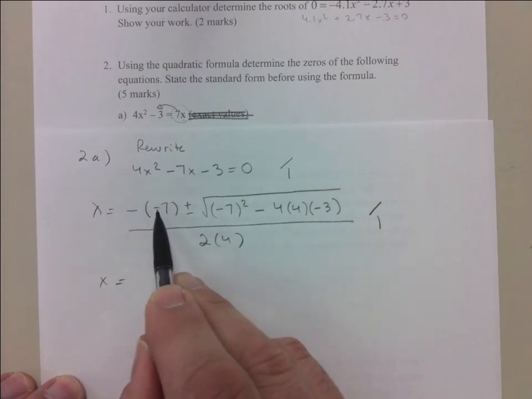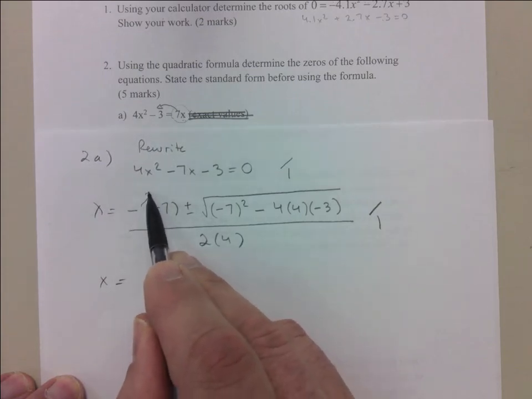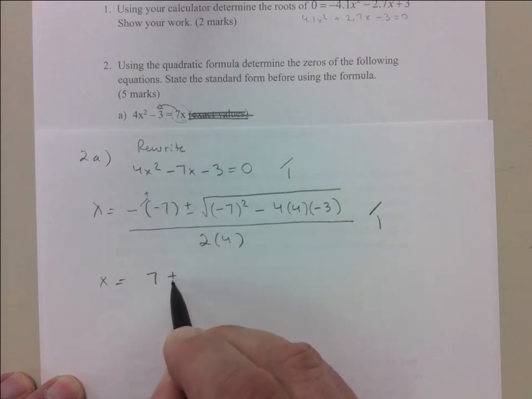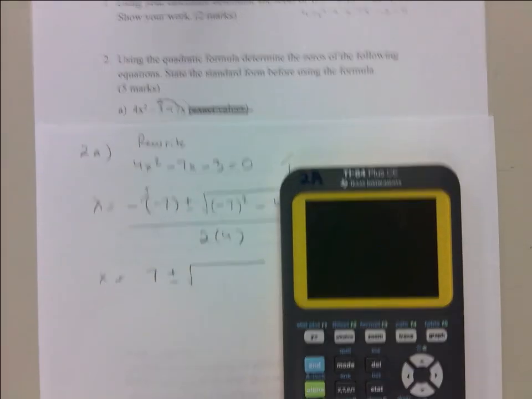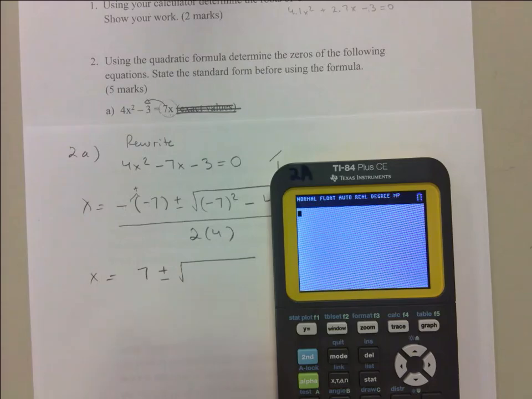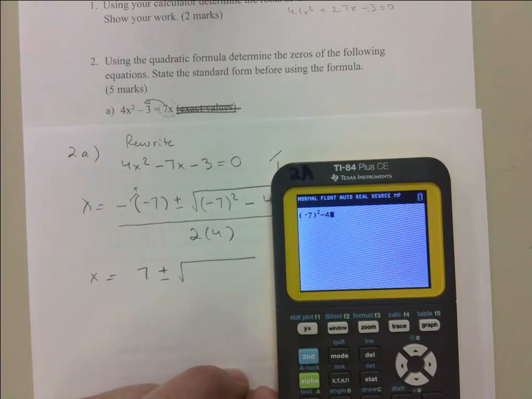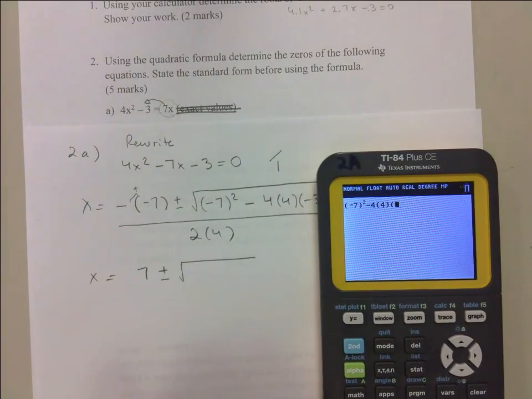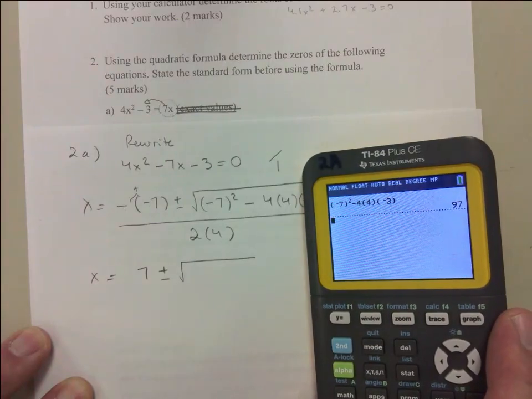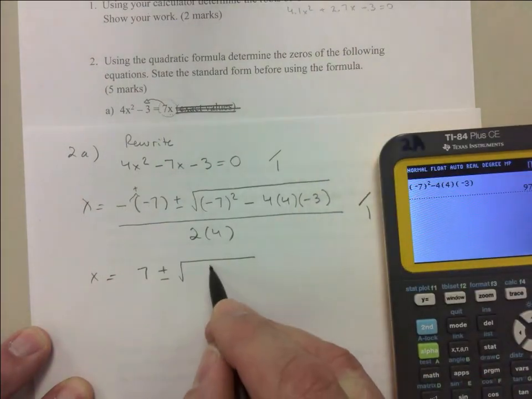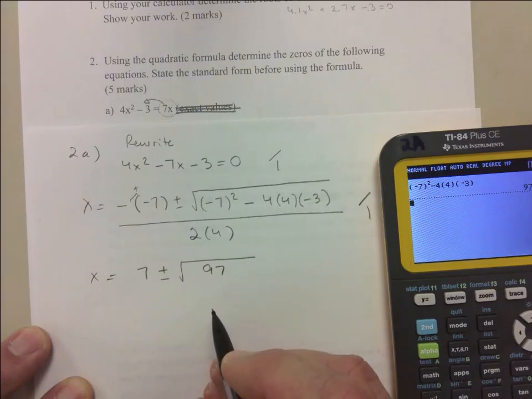So I go double negative, that would be positive, right? That turns positive, so that's a 7, plus or minus. Let's figure out what's in the root, what the discriminant is. So I clear my screen. I'm going to go negative 7 squared minus 4 times 4 times negative 3. You can do some mental math, right, if you feel comfortable. That's 97, exactly. Okay. Is it 97? You've got some nods? Okay.